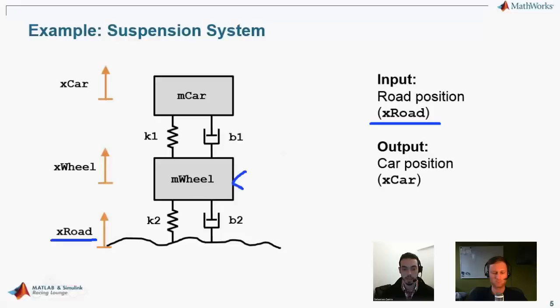You have a mass that represents the wheel or the suspension system of your car. You have more springs and dampers. And then finally, you have a bigger mass at the top of the assembly, which is going to be the car where the driver is sitting.